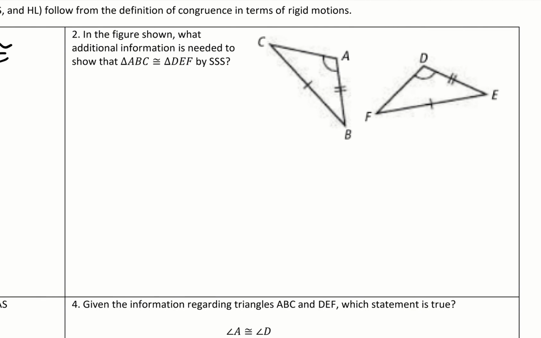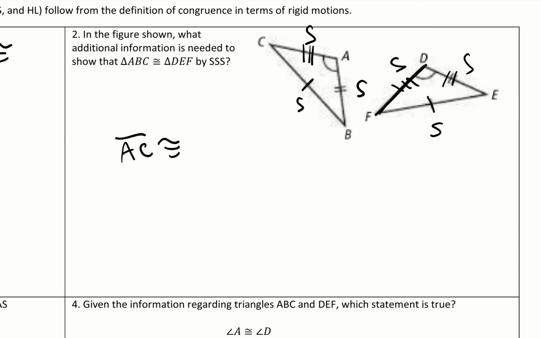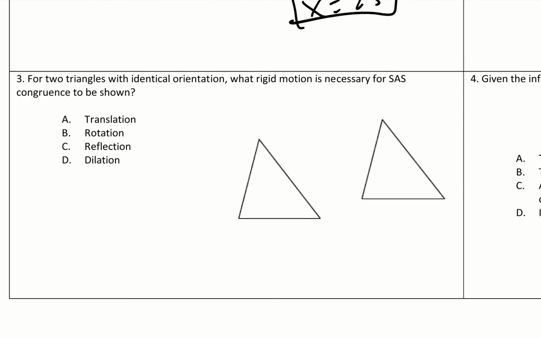All right, so number 2. In the figure shown, what additional information is needed to show that the triangles are congruent by SSS? Well, we have an S, we have an S, we need another S, right? We need to know that. We need another side. We need to know that AC is congruent to FD. And then if we do know that, then they have to be congruent by SSS.